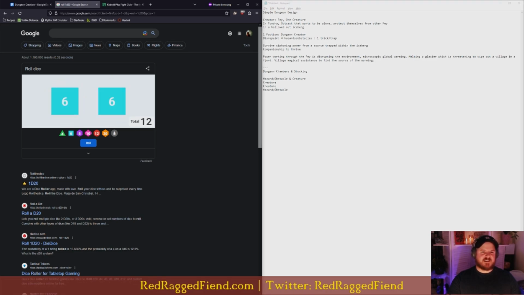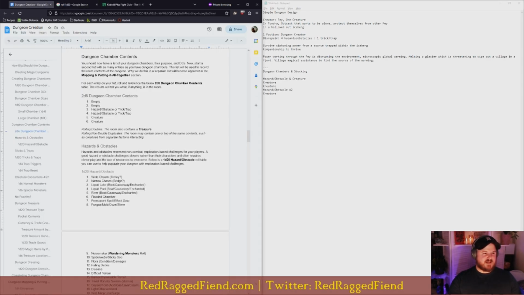Actually, you know what? I changed my mind. Just in case we can get to having 1 trick or trap, since we need 4 hazards or obstacles to get there, let's say there's 2 in that room. All right, and now we actually roll doubles. So I'm just going to keep it the 1 creature encounter. But anytime we roll doubles, and I've got it down here, that means there's also a treasure in the room.